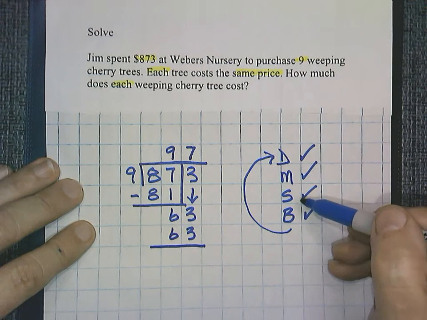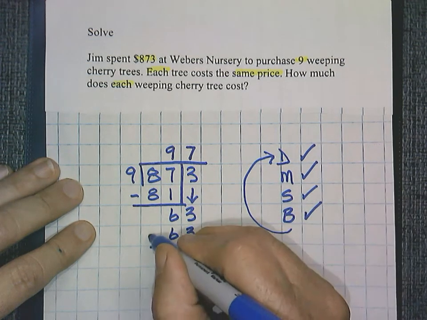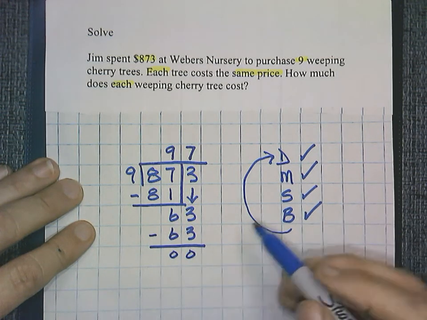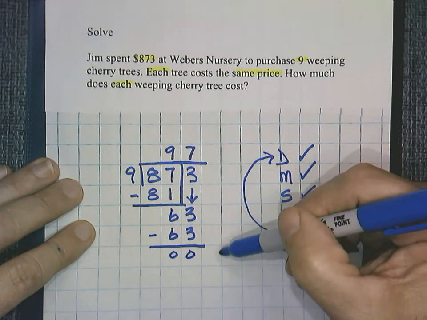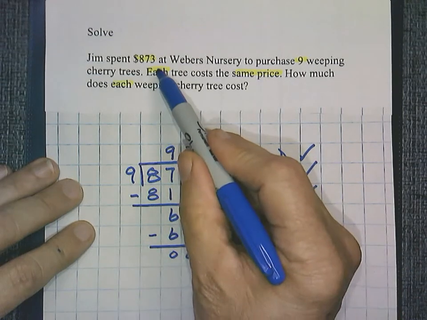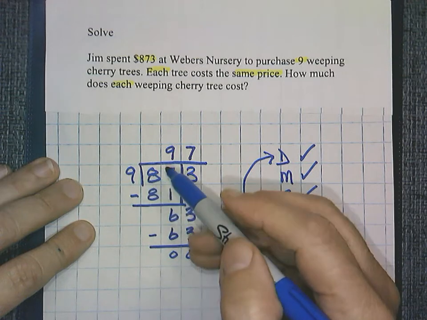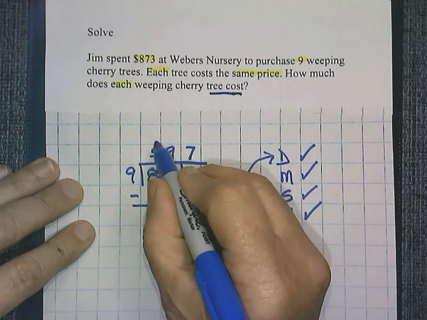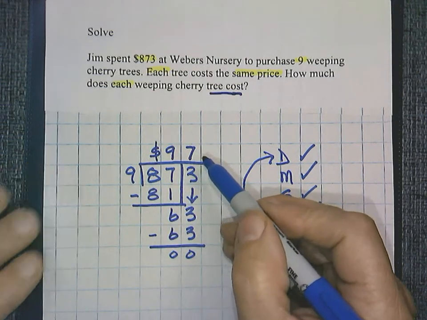Brings us to our next step to see if we have any remainders, which is our subtraction step. And here you can see that we do not have any remainders. And for the B, for the bring down step, there are no other digits to bring down. So $873 divided by our 9 trees, the total cost of each tree would be $97, or in other words, a quotient of 97.